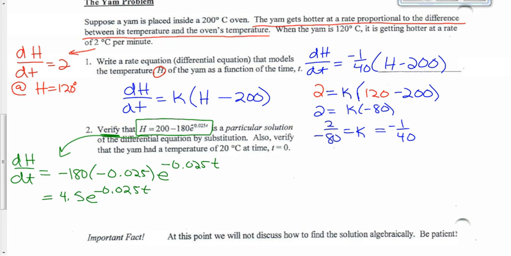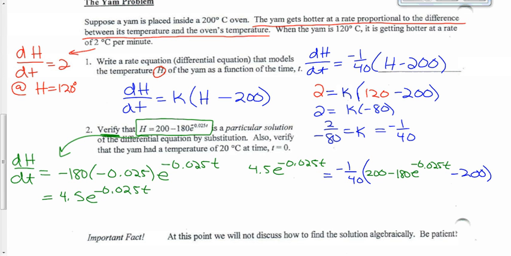So I'm going to just plug in and see what I get. So I plug this in, 4.5 e to the negative 0.025t. The question is, is that equal to negative 1 over 40 times H, and I have an H to plug in, 200 minus 180 e to the negative 0.025t, subtract 200.